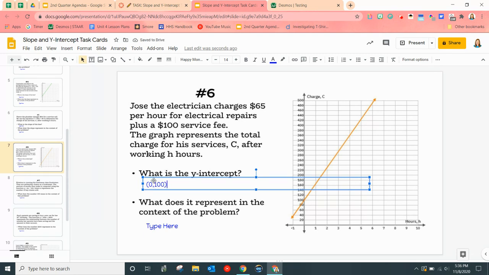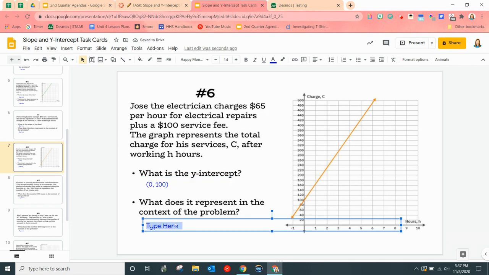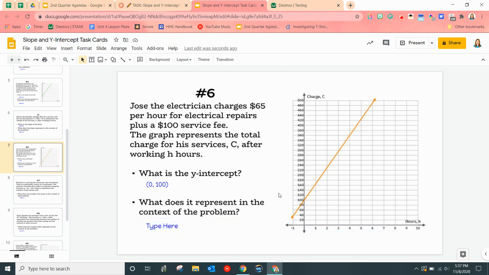What does the y-intercept mean in the context of the problem? So what is this 100? Well, I noticed they mentioned 100 up here too. It says he charges $65 per hour for electrical repairs plus a $100 service fee. So what does the 100 represent? Do you think it's the service fee? Let's see if this makes sense. Remember, a service fee is something you're charged before someone even does work at your house. They come out, and they charge you the service fee just for showing up to your driveway.